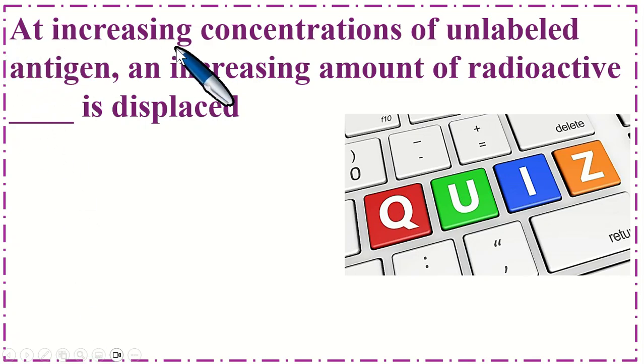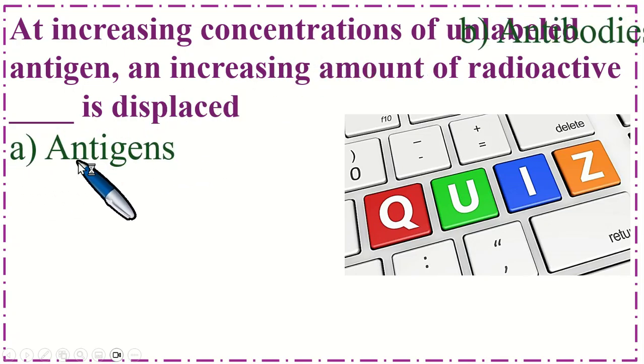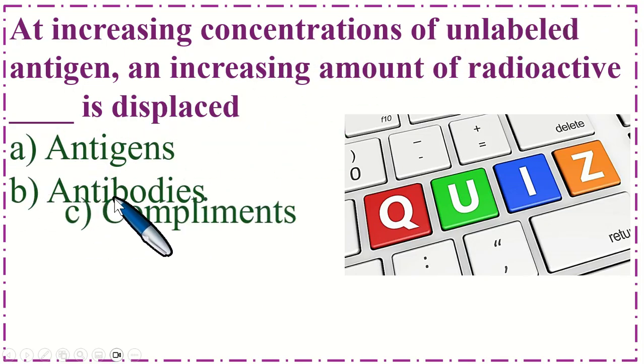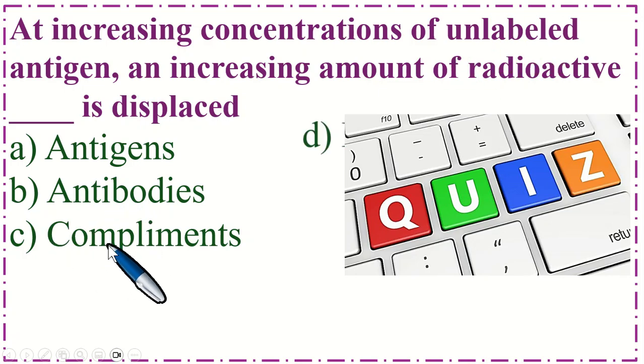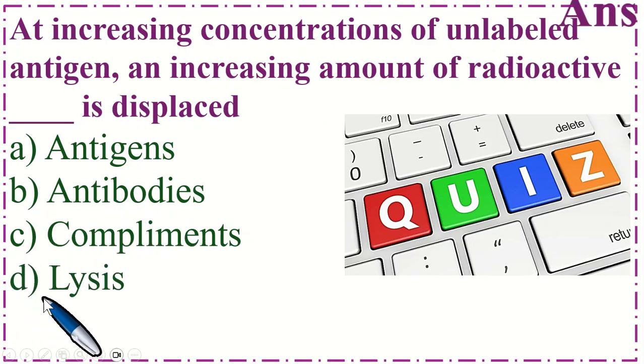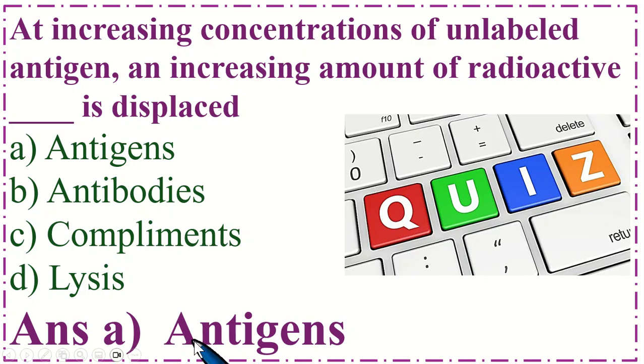At increasing concentration of unlabeled antigen, an increasing amount of radioactive dash is displaced. Option A antigens, B antibodies, C complements, option D lysis. So the correct option is A antigens.